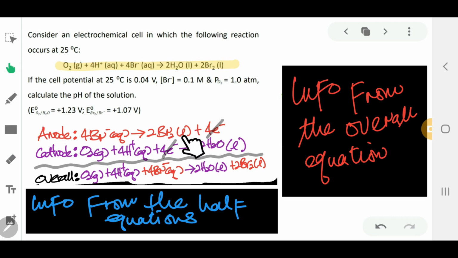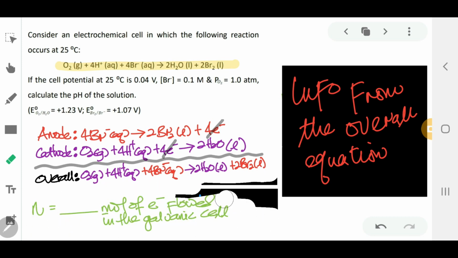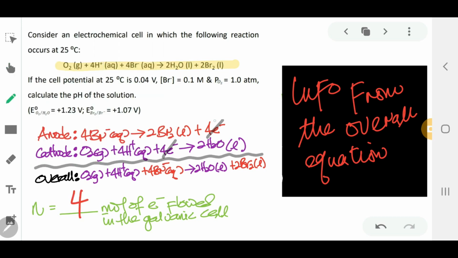From the half cell reactions that we have produced right there, we should be able to find out the information about the number of moles of electrons flowed in the galvanic cell. So from there, we can know how many electrons are flowing in the galvanic cell. When you look right here, there are 4 moles of electrons flowing in the galvanic cell. So you have 4 moles of electrons, like what you have seen right there.